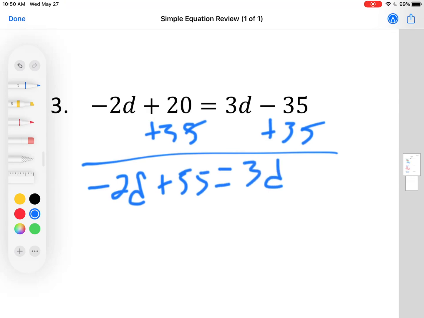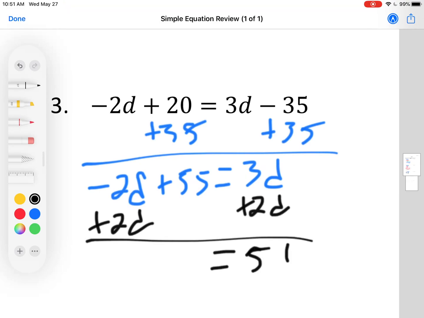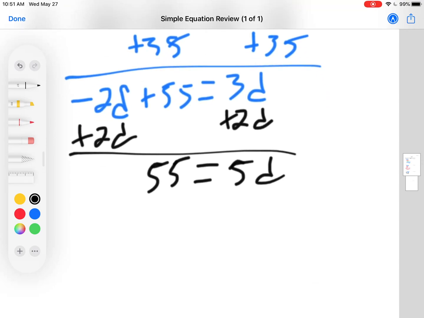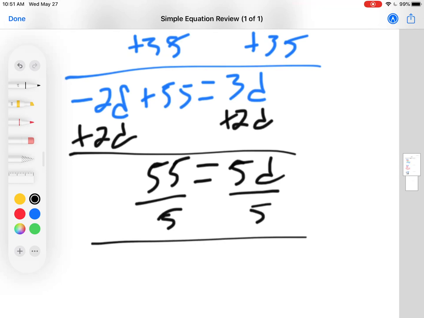Which side has 2 things this time? The left side does. So I need to get rid of one of them. Should I get rid of the 2d or the 55? Well, on the other side, the right side, the one with 1 term, there's a 3d. So that means that I should be getting rid of the d term. So what gets rid of minus 2d? Plus 2d. Plus 2d. Equal sign. 5d over here, 55 over here. 1 term only. What's multiplying d? 5 is. Divide both sides by 5. Equal sign. 11 equals d.